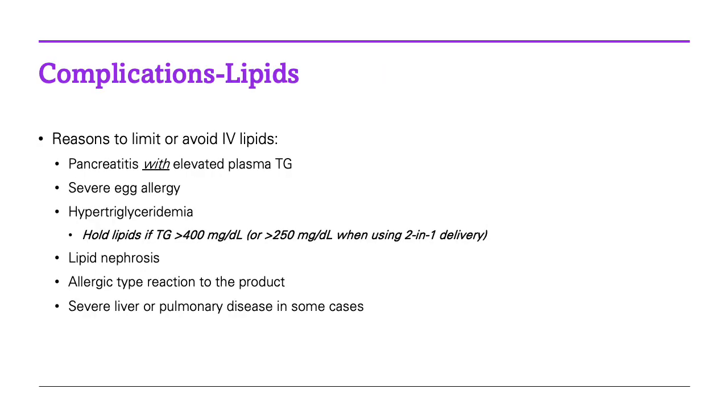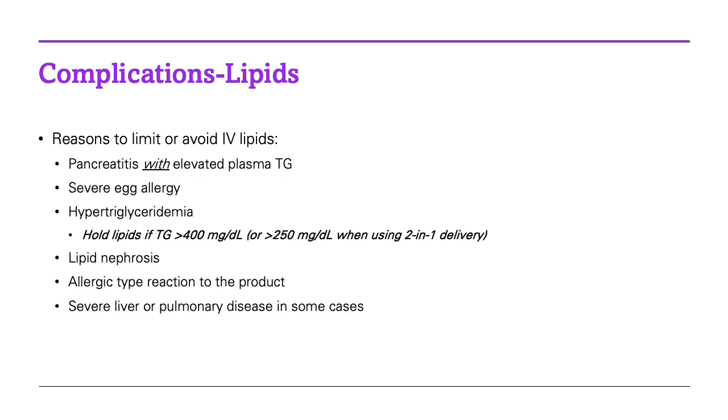Here are some situations in which we might want to limit or avoid IV lipids. Patients that have pancreatitis with significantly elevated plasma triglycerides, those that have severe egg allergies. For hypertriglyceridemia, our criteria is going to be hold lipids if triglycerides are greater than 400 in a 3-in-1 solution, or if they're greater than 250 when we use a 2-in-1 delivery. Want to limit in lipid nephrosis, and then of course we want to avoid if the patient has any kind of allergic type reaction to the product.